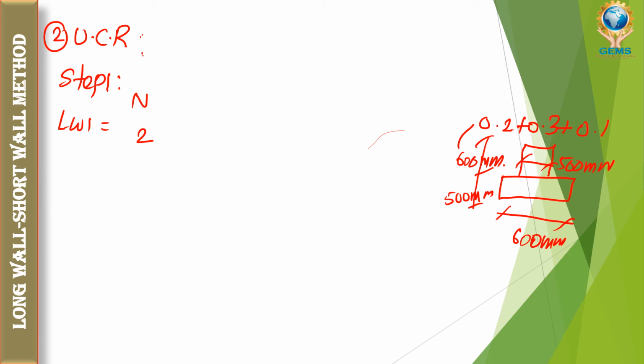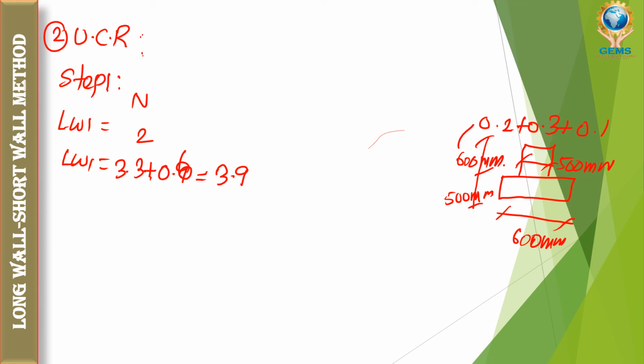So 3.3 plus 0. I'll just write for only one thing. So LW1 equal to 3.3 plus 0.9. So what will we get? LW1 for step 1 will be equal to, sorry, 0.3 plus 0.6, so 3.9. Similarly, we need to calculate for everything.